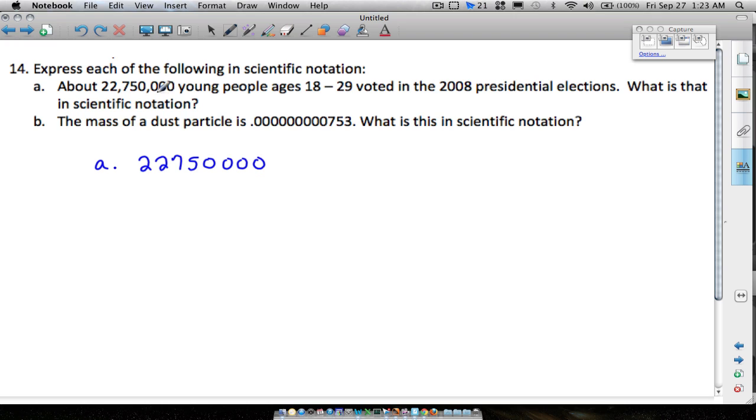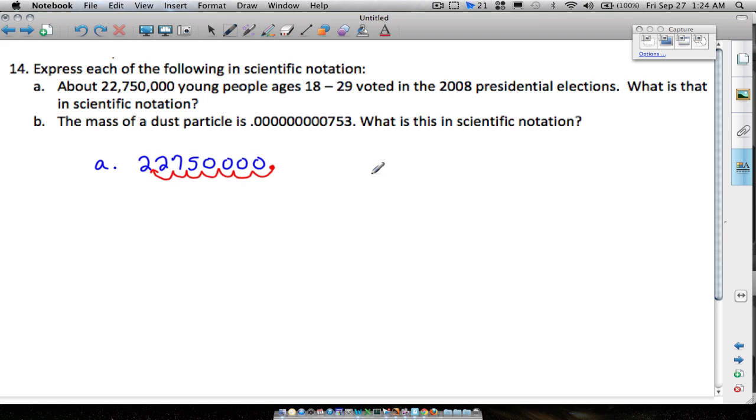227,500,000. Be careful with your zeros there. We want to express this number in scientific notation. We don't see a decimal, so I'm going to assume the decimal's there, and it is there. And we're going to move this decimal to the left. So 1, 2, 3, 4, 5, 6, 7.